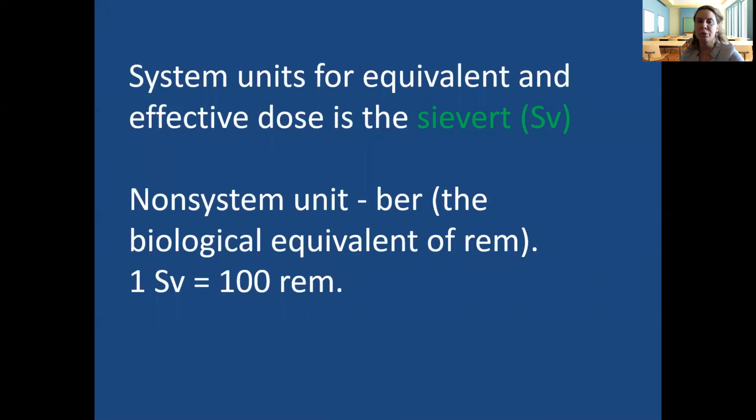The system unit for equivalent and effective dose is the sievert. So we count equivalent dose and effective dose in sieverts. Dose of radiation after radiation exposure, we have to count as sievert per hour. Non-system unit is rem, and the relationship between them is 1 sievert, 100 rem.